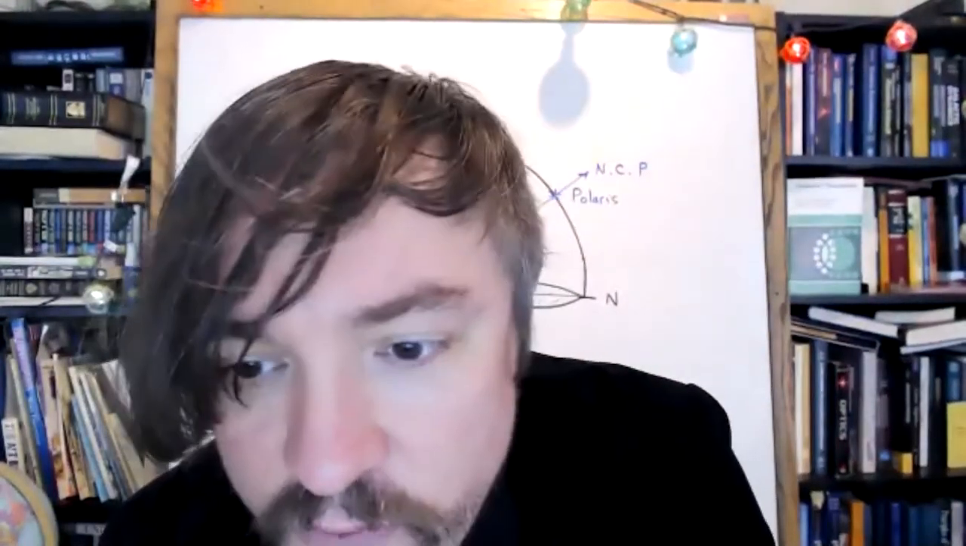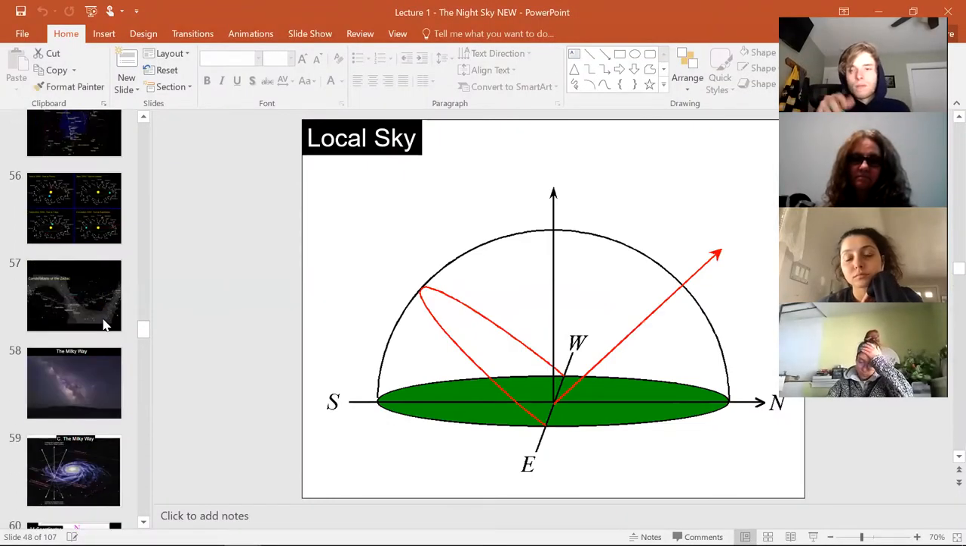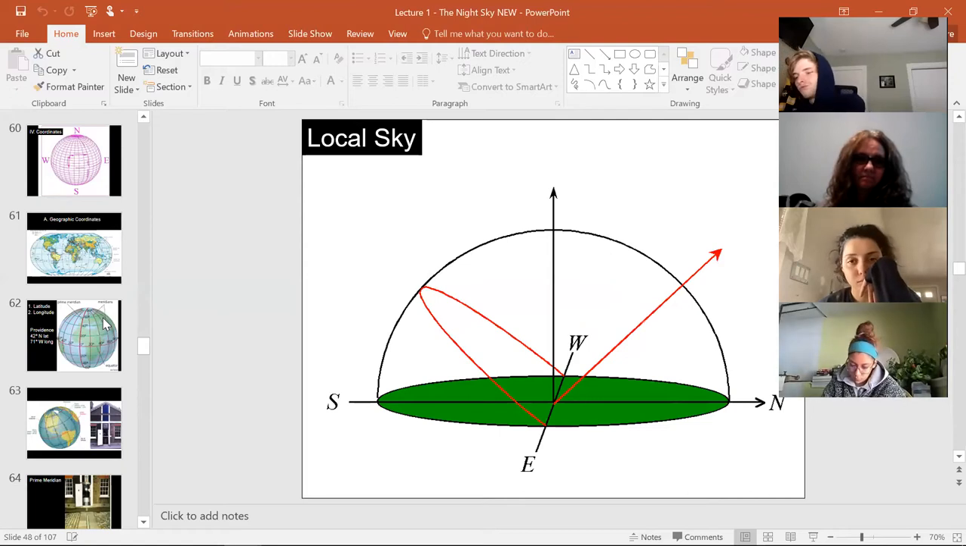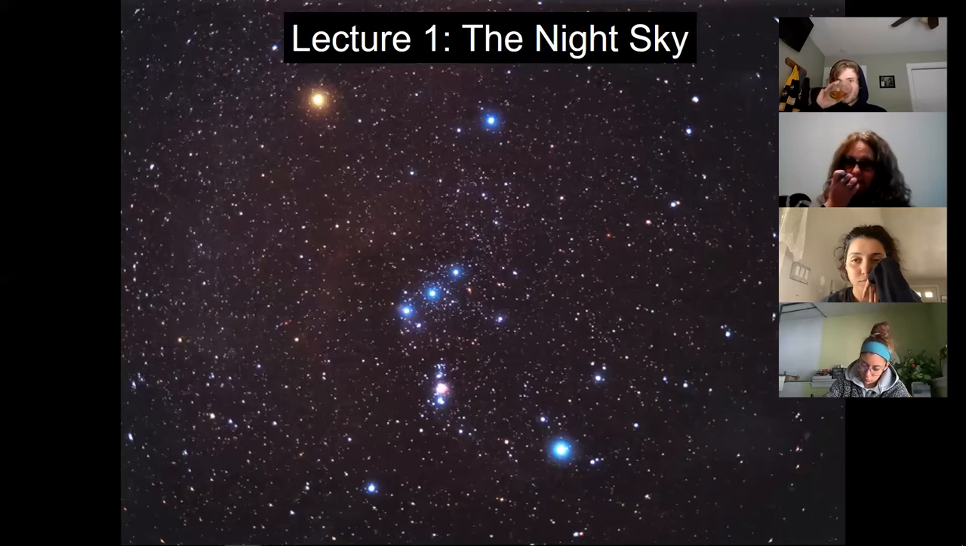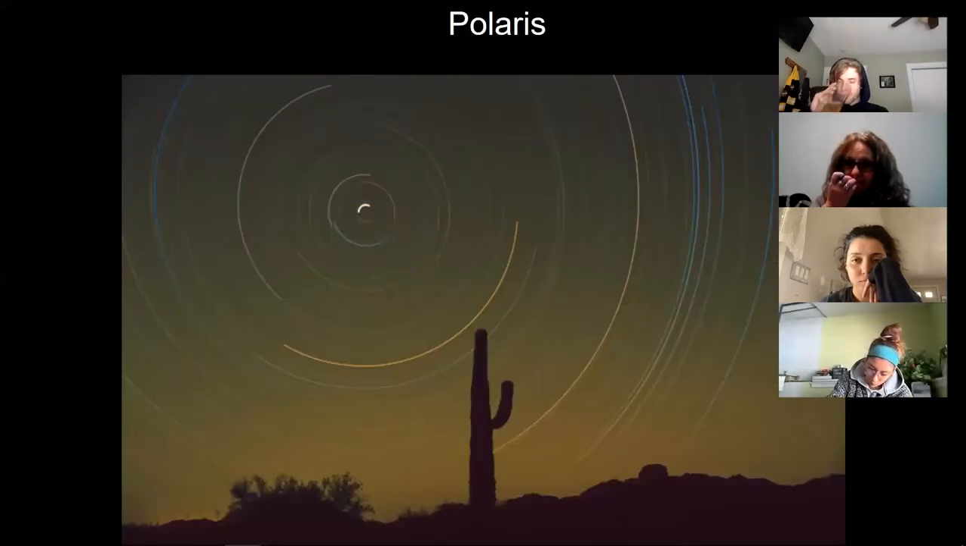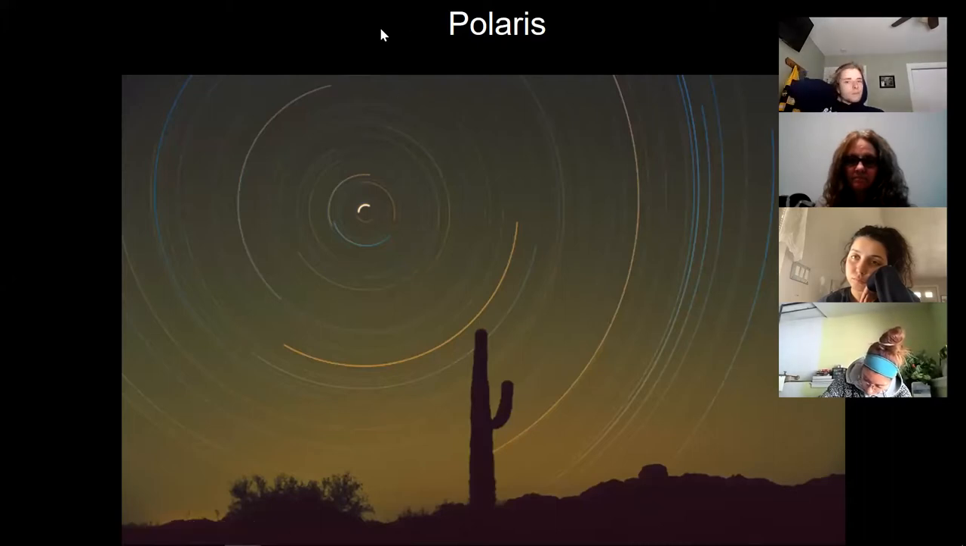You get kind of a cool photograph, and I've got a few of them. We can find more on the internet too. But let's start with this one here, slide 70. This photographer has attached their camera to a tripod, pointed it up towards the North Celestial Pole, and they've left the shutter open and taken a long exposure photograph, probably about 5 or 6 hours long.